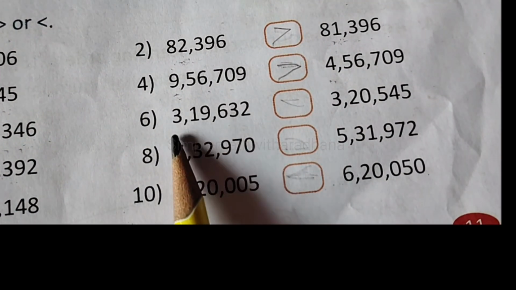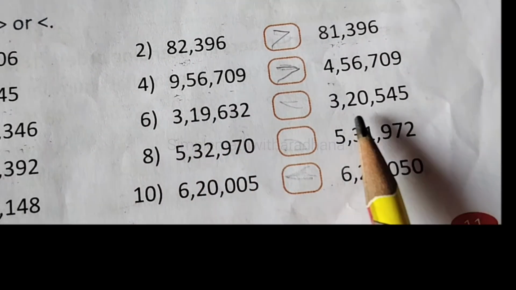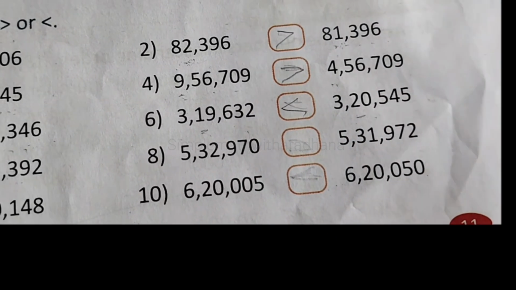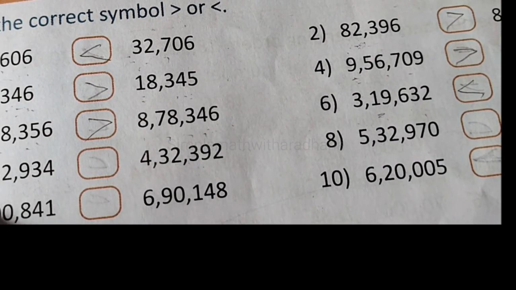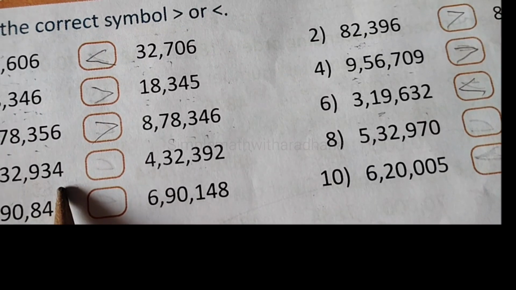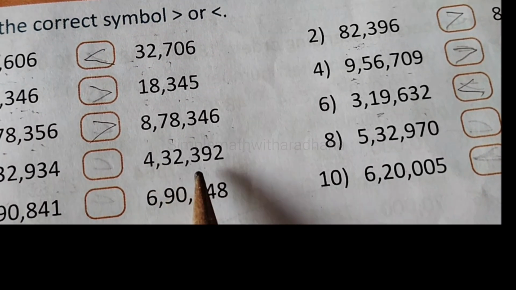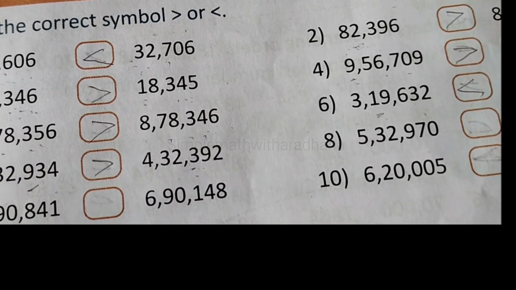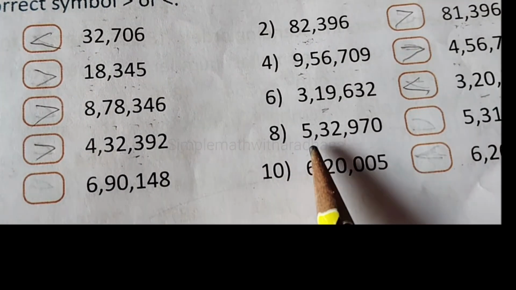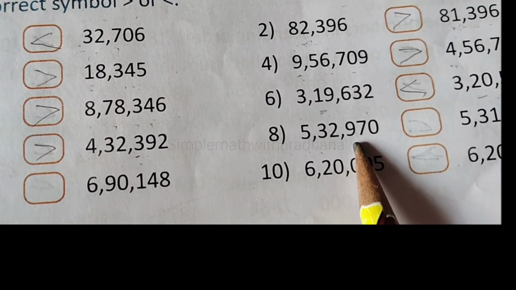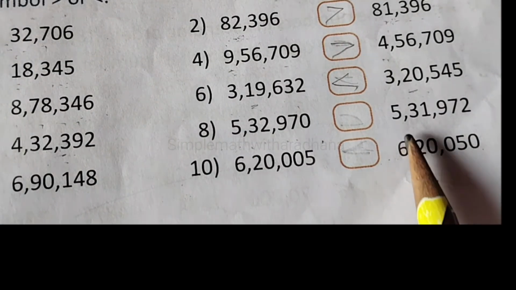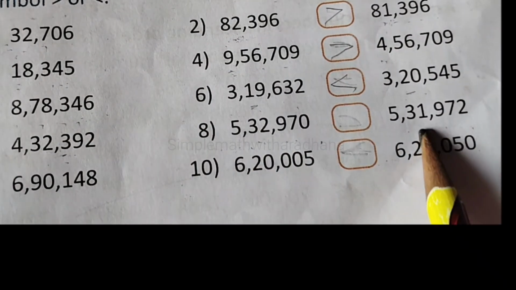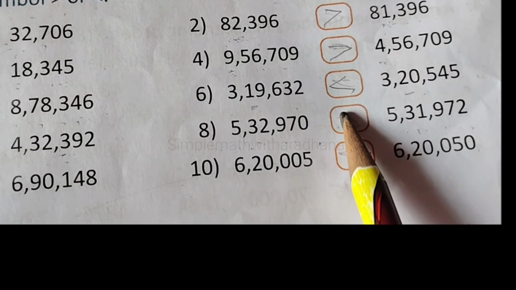Now question number 6. 3,19,632, 3,20,000, here is 20, here is 19, so this number will be big. Question number 7. 4,32,934, 4,32,300, यहाँ 100 के प्लेस पे 9, यहाँ 3 है, so obviously this number will be big. Question number 8. 5,32,970 and 5,31,972. Okay, so 32 and here is 31, so this number will be big.